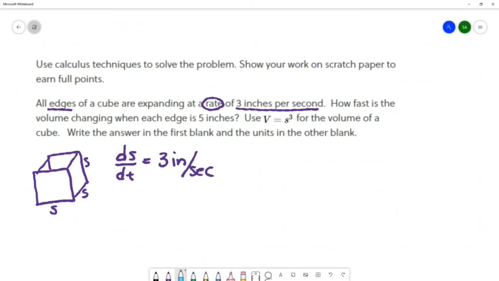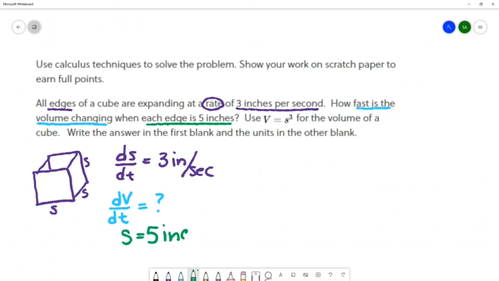And as we continue, it says, how fast is the volume changing? How fast is the volume changing is referring to the rate that the volume is changing, and we'll write the rate the volume is changing as dV dt. And that is our unknown in this problem that we're trying to find. We're interested in the moment when each edge is 5 inches. The edge is the side. So we're interested in that particular moment when the cube is expanding to the point where we get to 5 inches.